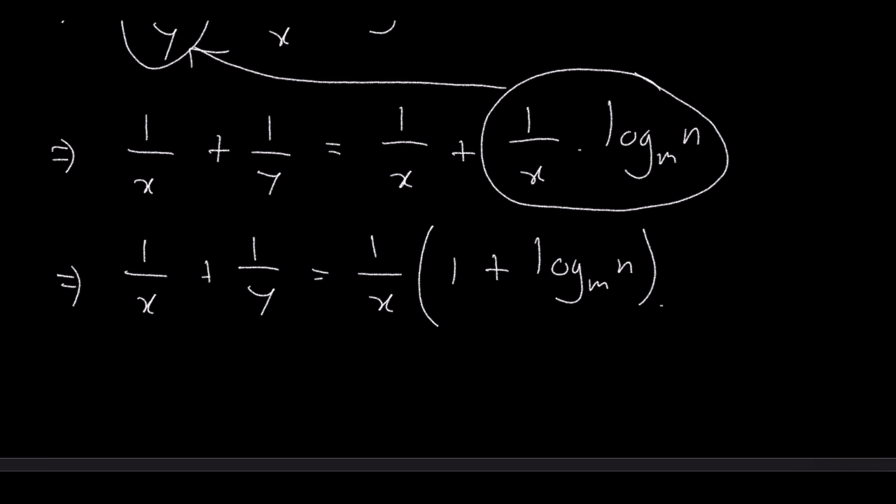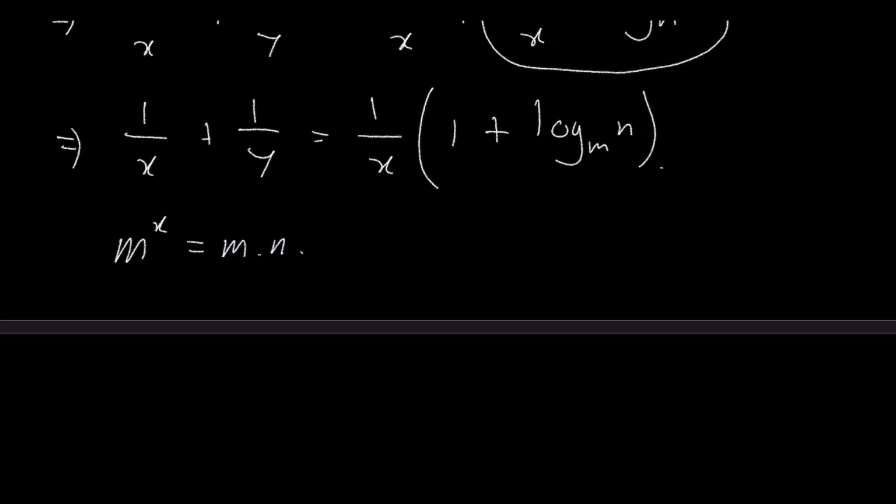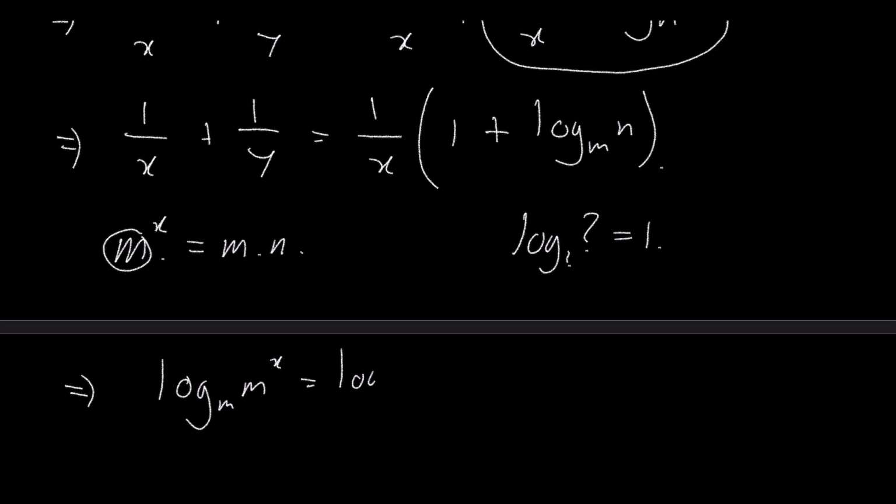Now we also know that from above that m to the power x is equal to m times n. So what we're going to do is take the logs of both sides, but if you remember the log identity of log to the base question mark of question mark is equal to 1, then what we're going to do is take the log to the base m of both sides, and it means we can get rid of this m on that side. So let's rewrite this then. So we're going to have log to the base m of m to the power x is equal to log to the base m of m times n.